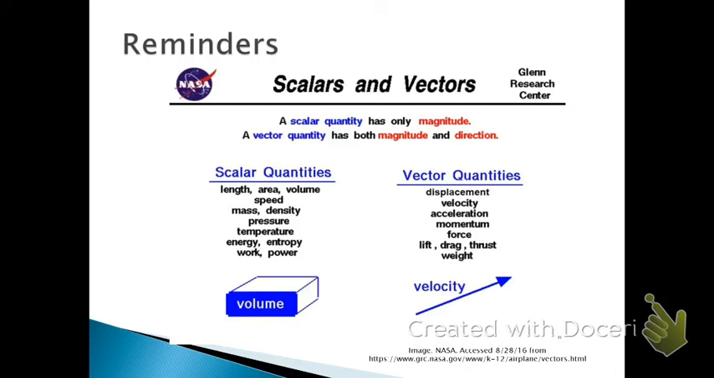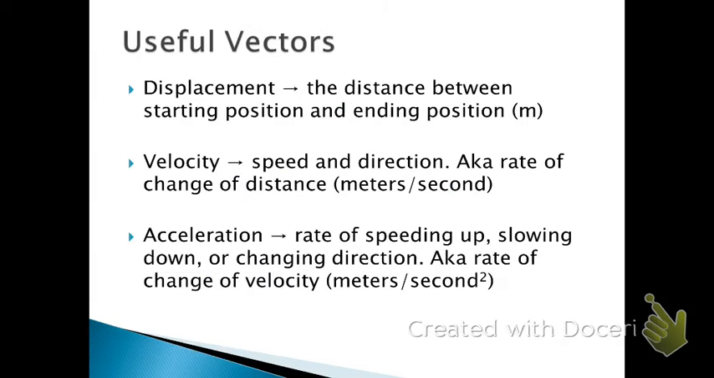So some examples. Vectors are displacement. This is how far am I from where I started. Versus a scalar might be the total distance traveled, and that's not listed on this chart here. Other vectors include acceleration, momentum, force, velocity, all that kind of good stuff. Versus scalars being pressure, mass, density, energy, and other things like that. This unit focuses a lot more on a few vectors.